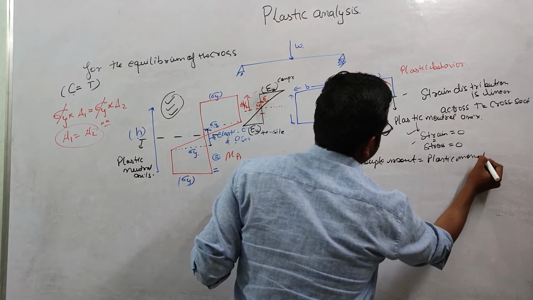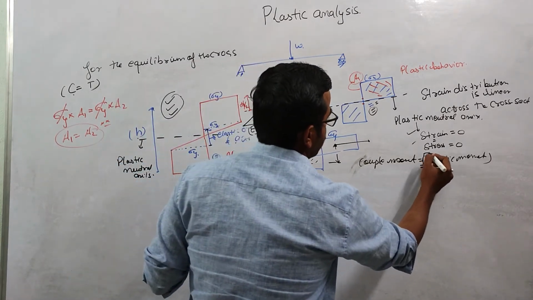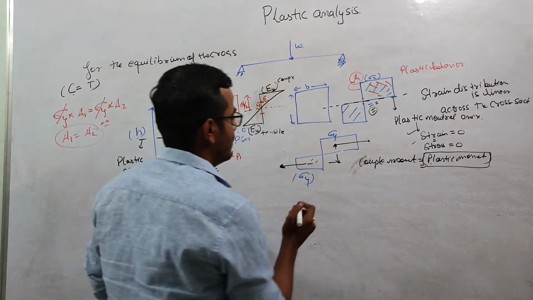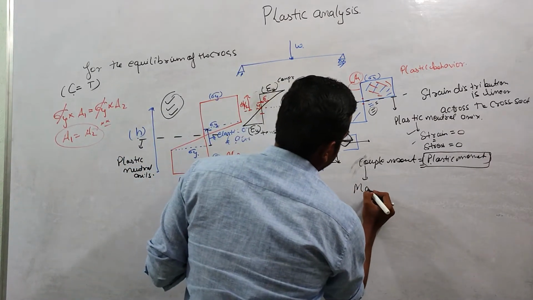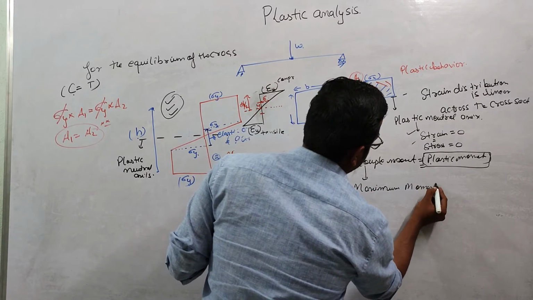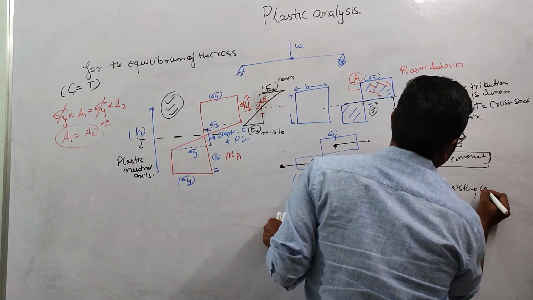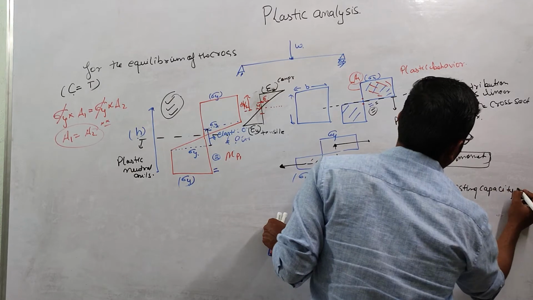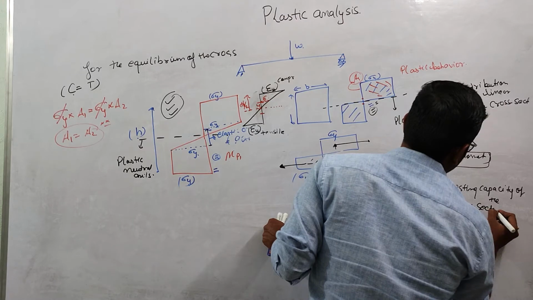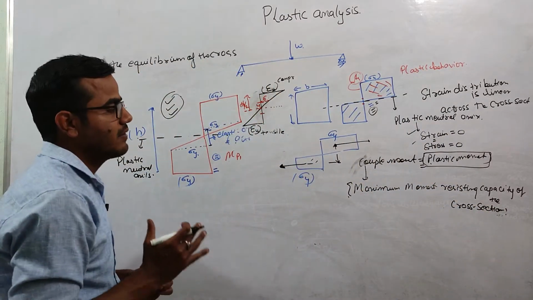Okay, because we are in the plastic state, we are calculating this moment of resistance in the plastic state. That's why we are calling it a plastic moment. Okay, this is the maximum moment resisting capacity of the cross section.